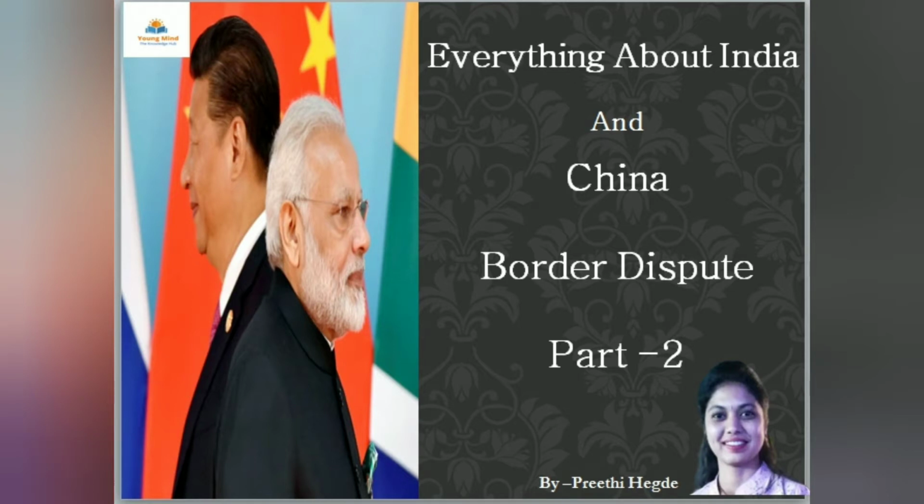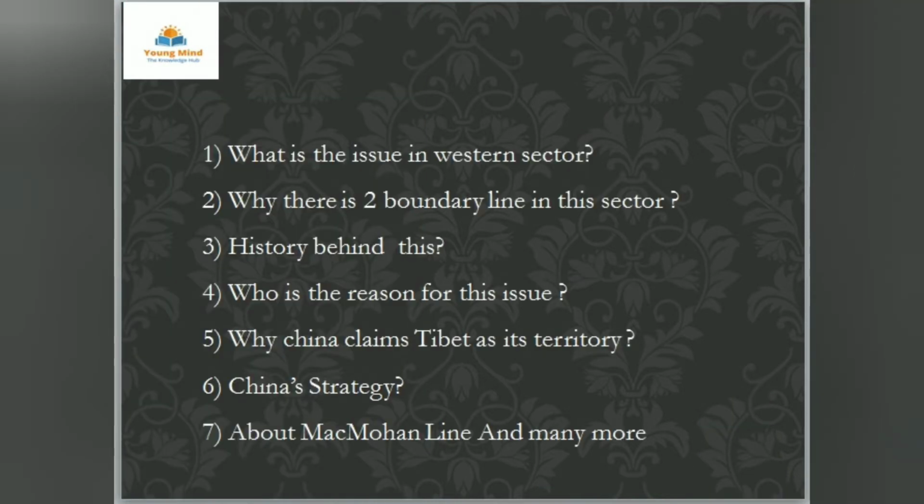What are the issues in the western sector? Why are there two boundary lines in this sector and what is the history behind this? Who is the reason for these issues? Why is China claiming Tibet as its territory? And China's strategy and many more. Along with this, we will also talk about the eastern sector problem and the MacMohan Line and the history behind this line too.